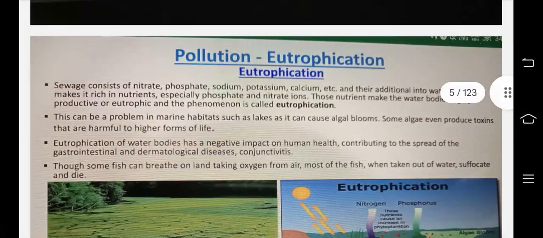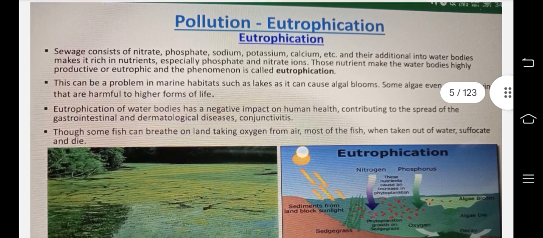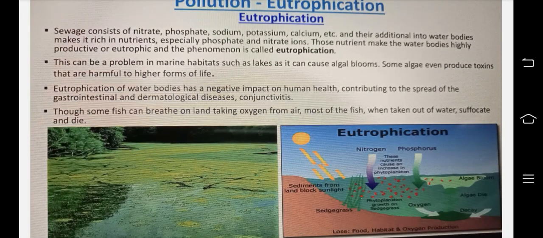And pollution: eutrophication. Sewage consists of nitrate, phosphate, sodium, potassium, calcium, etc., and their addition to water bodies makes them rich in nutrients, especially phosphate and nitrate ions. Those nutrients make the water bodies highly productive, or eutrophic, and the phenomenon is called eutrophication. This can be a problem in aquatic habitats such as lakes, as it can cause algal blooms. Some algae even produce toxins that are harmful to higher forms of life.